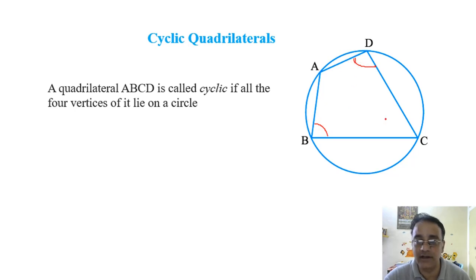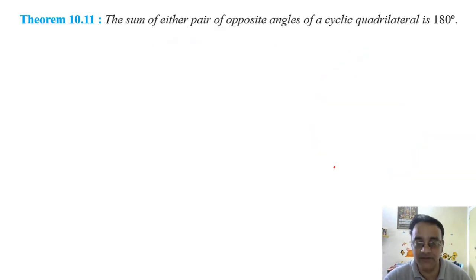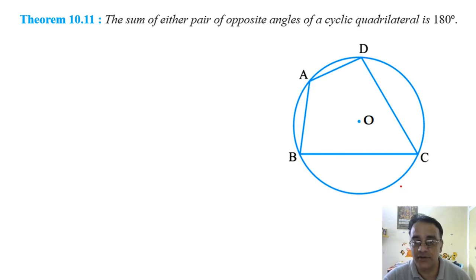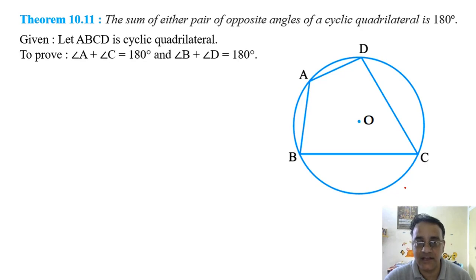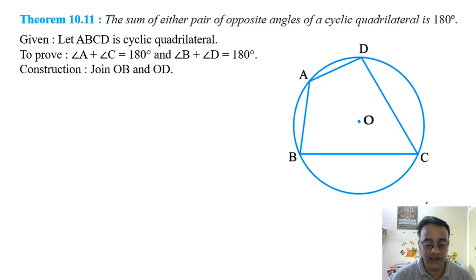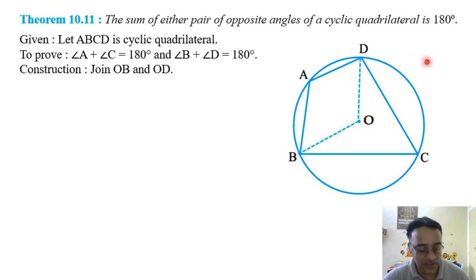ये हम लोग को प्रूफ करना है. ओके, so we'll start with first a diagram. And the given is ABCD is a cyclic quadrilateral, and what we have to show is that angle A plus angle C is equal to 180 degrees, angle B plus angle D is equal to 180 degrees. So we'll do one small construction here. We will join OB and OD. Okay, so ध्यान से देखो, सबसे पहले OB ज्वाइन कर रहे हैं हम लोग, then OD. Okay, so construction is clear to all of you?